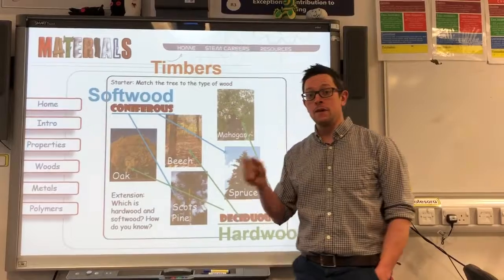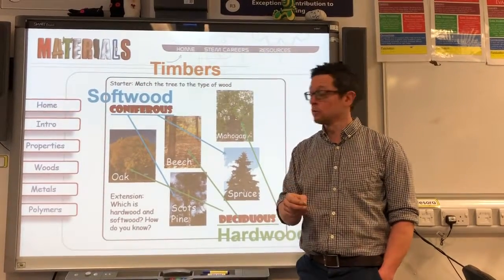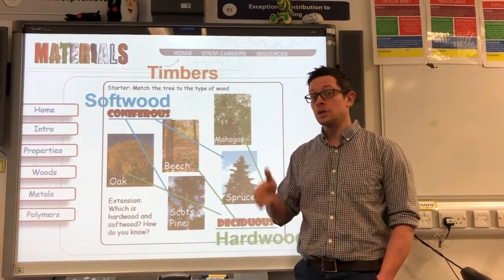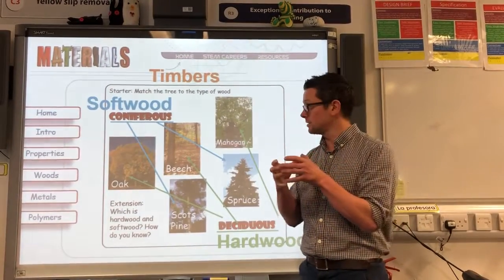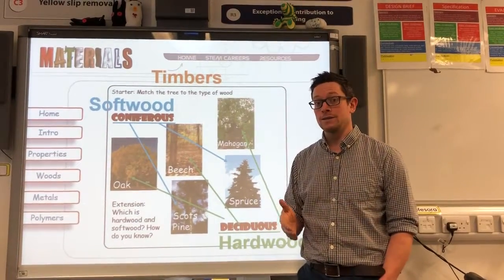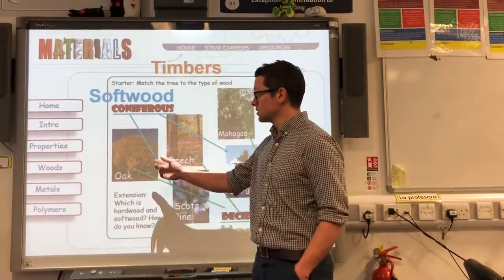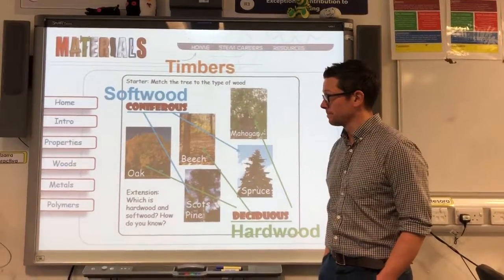Whereas then hardwoods, okay, they are the round top trees, so oaks, okay, and beeches. They only grow in the late spring, summer and early autumn. They drop the leaves in the autumn, they don't grow in the winter, therefore they are slow growing, so they're a lot more dense, okay. Because they are slow growing, it takes a lot longer to grow them ready for cutting, so they're a lot more expensive, okay.